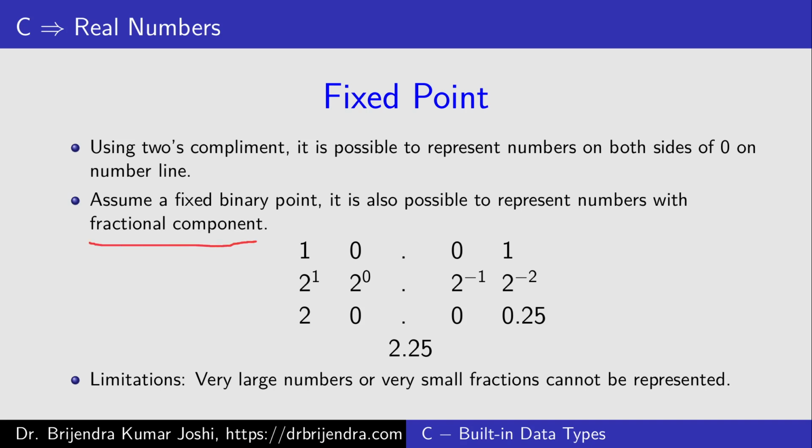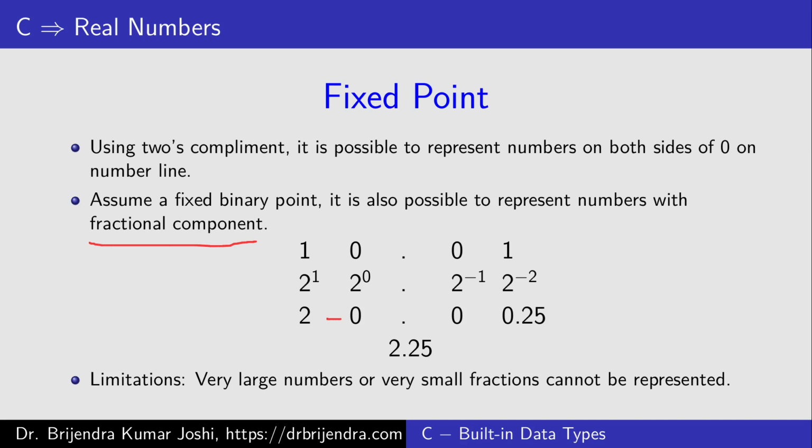It is also possible to represent numbers with a fractional part. So for example, 1 0 binary point 0 1. What does it mean? On the left hand side, we know this place represents 2 to the power 0, and this place represents 2 to the power 1. So this becomes 0, its contribution is 0, and this place's contribution is 2. We add these two, so the integral part is 2.